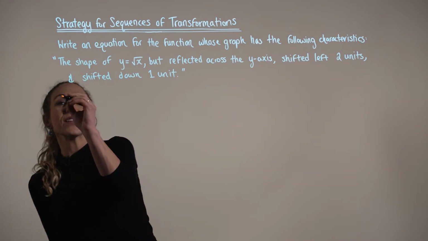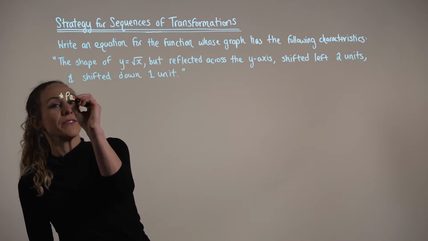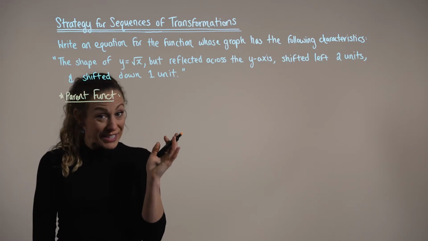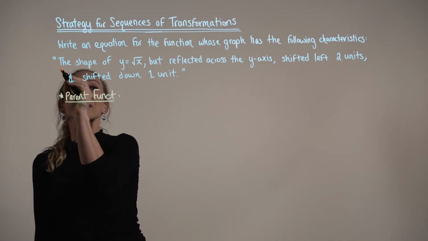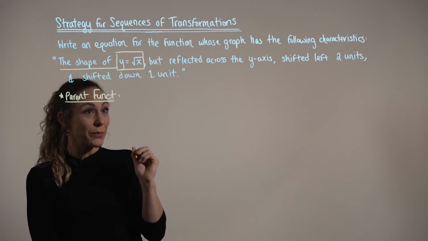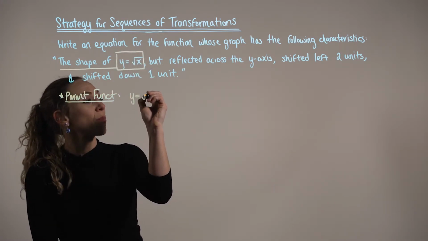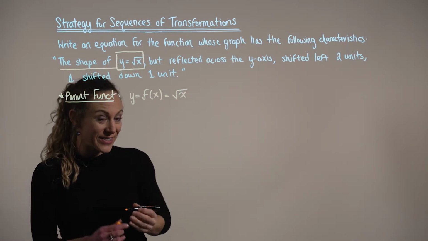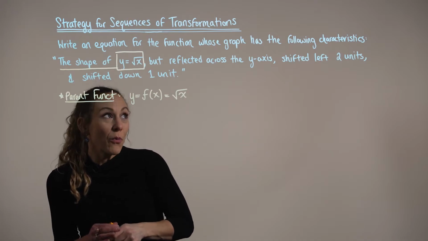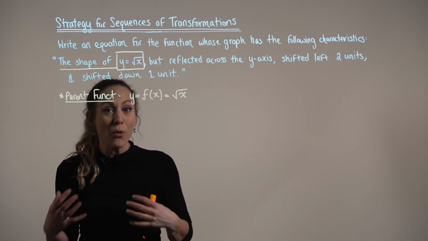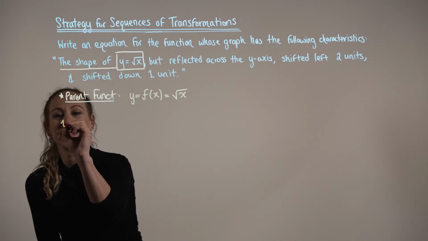So as always, let's start by identifying what the parent function is. And so we luck out here. We're actually given the parent function. We know that the shape of this new graph should mimic that of the square root. So we can say our parent function is y, or f of x, is equal to the square root of x. Now, with the remaining 3 translations, let's go ahead and keep the order of our sequence in mind.